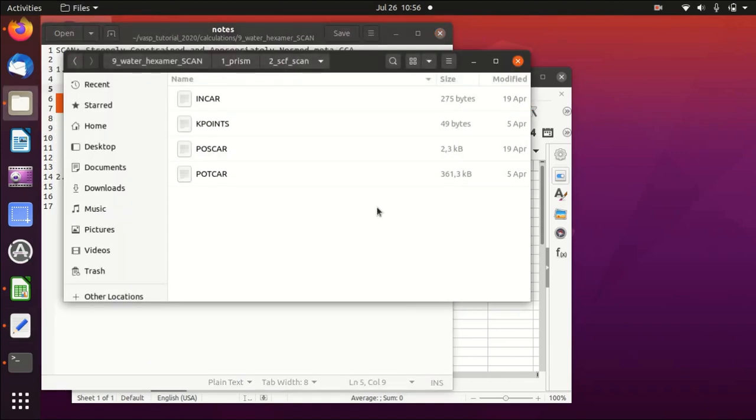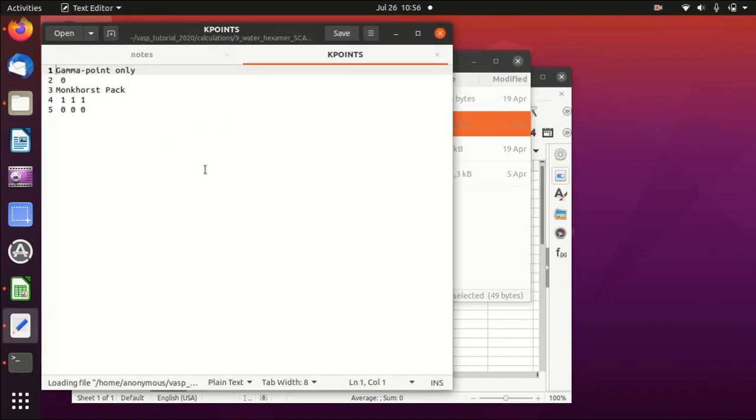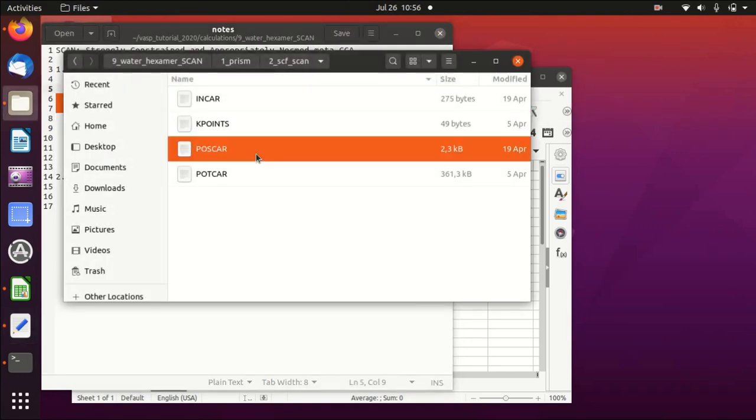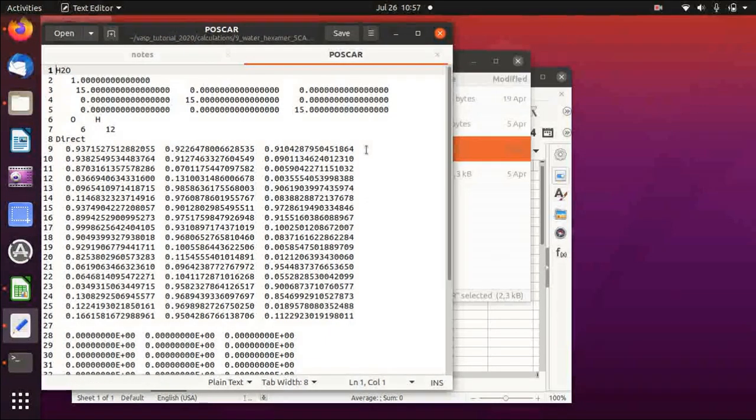So that's basically it for the K point, because it is basically a molecule in a box. We only need a gamma point calculation, and later we will also only use the gamma point command for VASP. Then the POSCAR: I got the atomic positions from the literature, and then I did the relaxation first, so this is the relaxed structure.